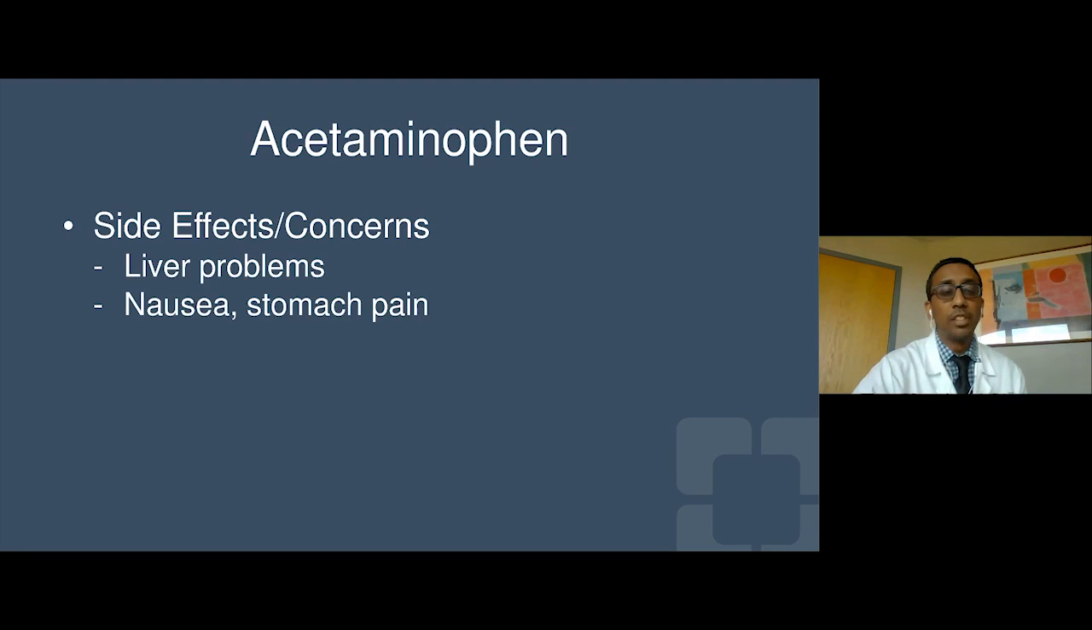The side effects and concerns with this would be, again, we want to make sure if there are any liver issues or underlying liver problems, then acetaminophen might not be the best choice due to the excretion and the breakdown being through the liver for Tylenol. And some minor side effects can be some nausea and stomach pain.